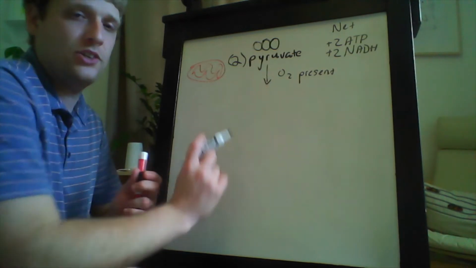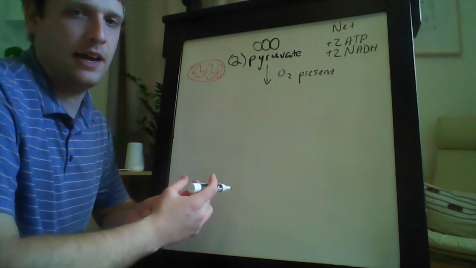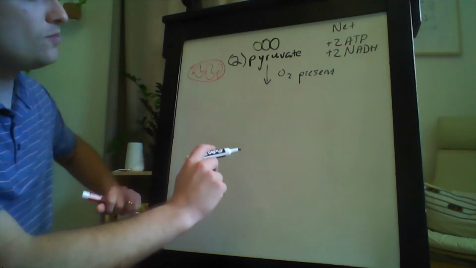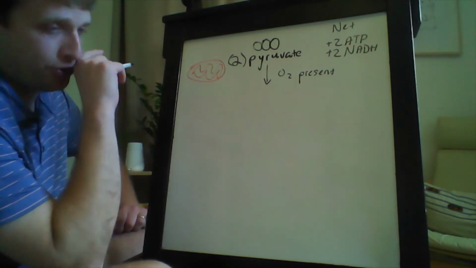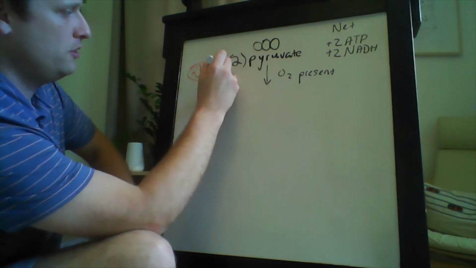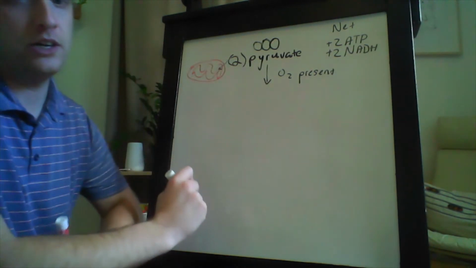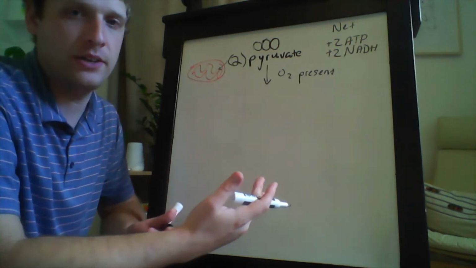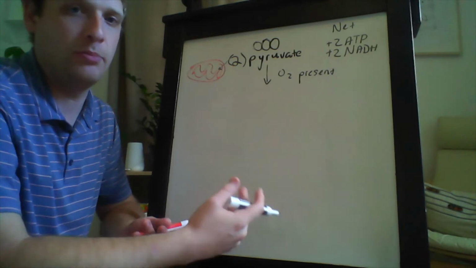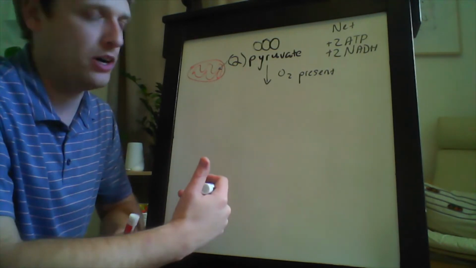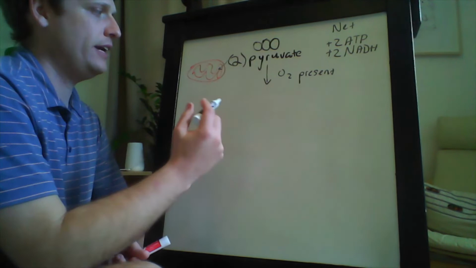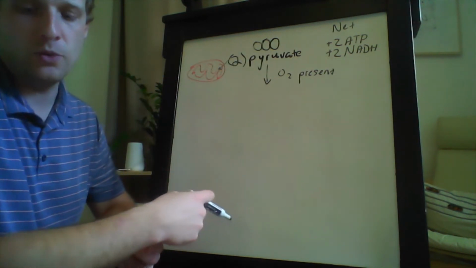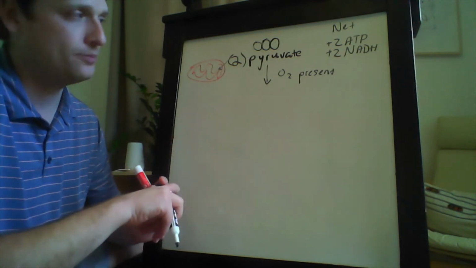Now, if oxygen is present, if you're not strenuously exercising or if you're not in a low oxygen environment, pyruvate is going to be transported into the inner mitochondrial matrix. So glycolysis is happening in the cytosol, in the cytoplasm. It's happening outside the mitochondria. But once pyruvate is generated, it's going to be transported into the mitochondria where the Krebs cycle can occur.